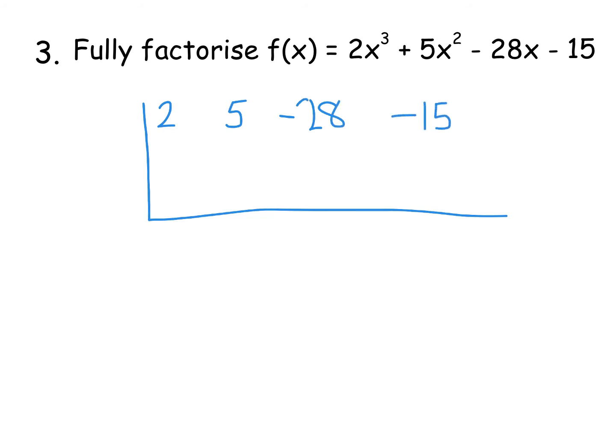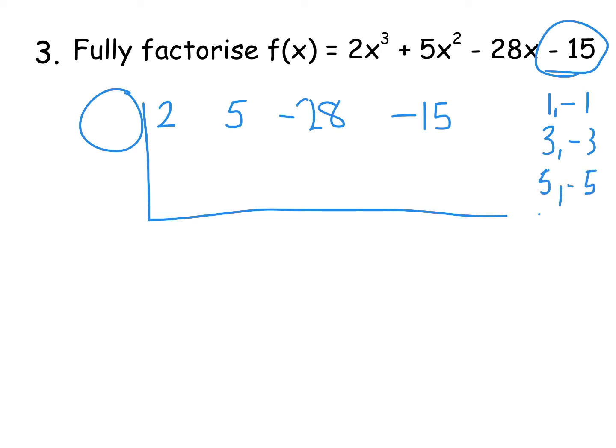We're going to have to do a wee bit of trial and error here, folks, with the number that goes at the front of the table, and it is to do with the minus 15. So the number that goes at the front of the table has to be a factor of minus 15. So we've got loads of options here. We've got 1 and minus 1, we've got 3 and minus 3, we've got 5 and minus 5, and then you've got 15 and minus 15. So which one do we start with? I'm certainly not going to try the 15s.